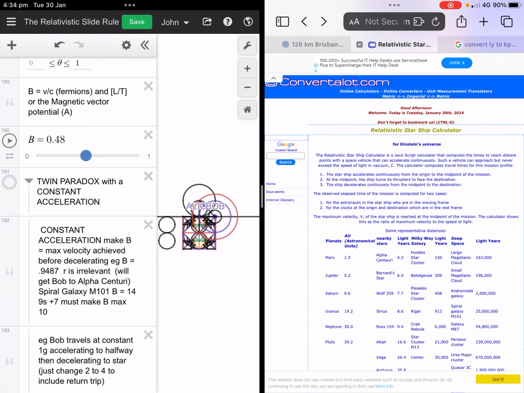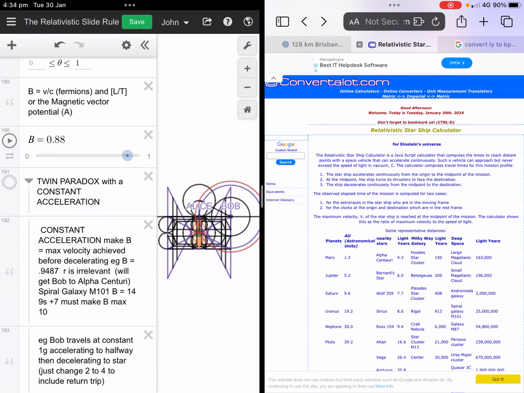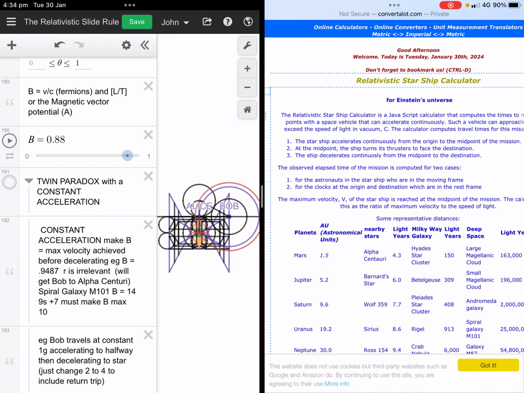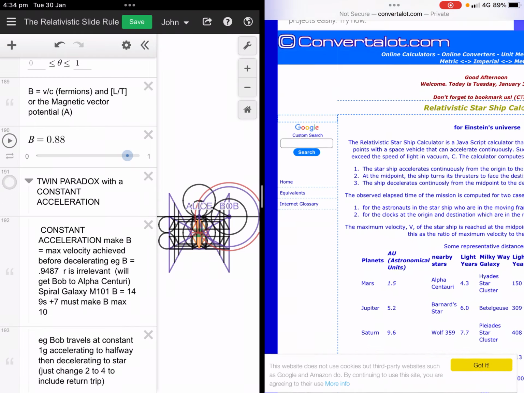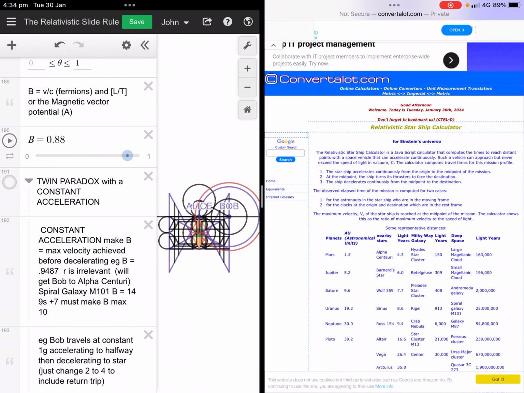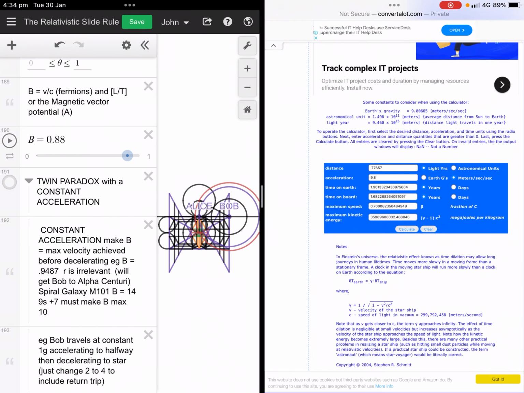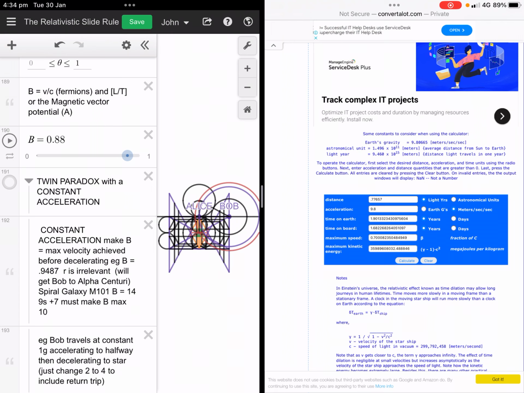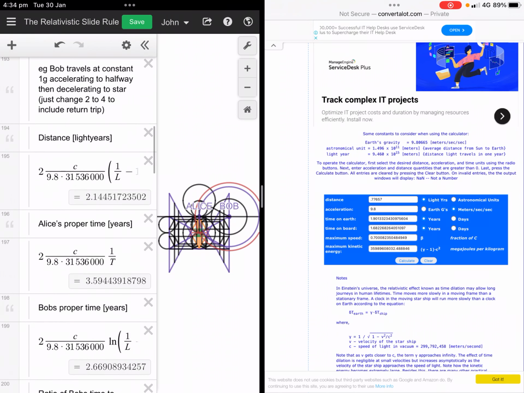So just to prove that this one works, let me just choose any old b value. That will be the maximum velocity, at which point one is going to start decelerating by turning the ship around. It's described here on the internet. I'm going to use the relativistic starship calculator, and I've randomly set a maximum speed of 0.888, and that would mean that one will get 2.14 light years.